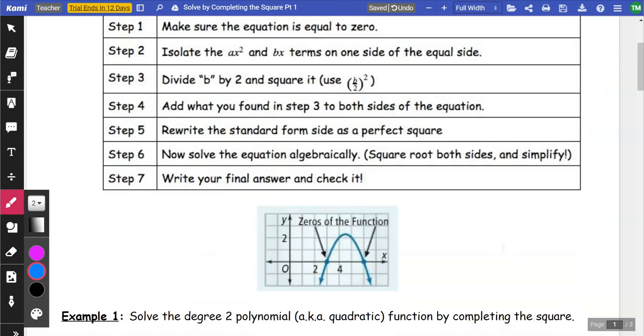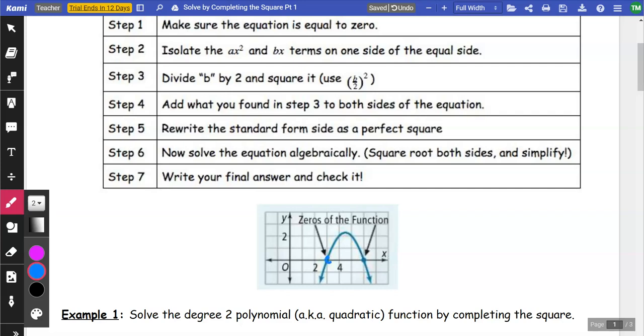And on your notes here, I've just added a little graph to remind you, and keep in your mind that when we graph a parabola, it's going to hit the x-axis in 2 spots. Those are the zeros. Those are the x-intercepts. That's what we're doing. That's what we're solving for.